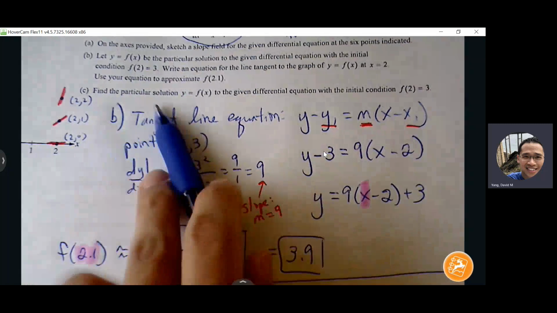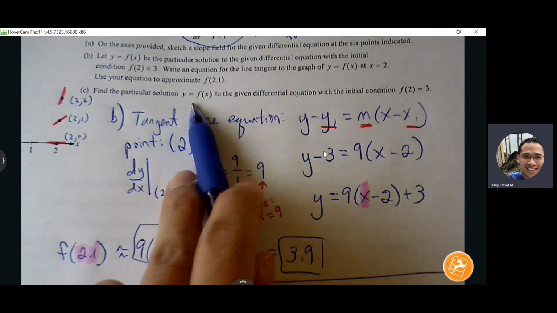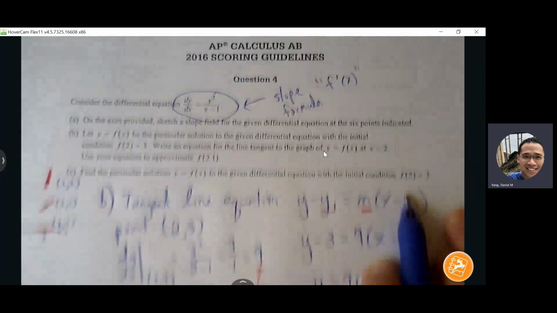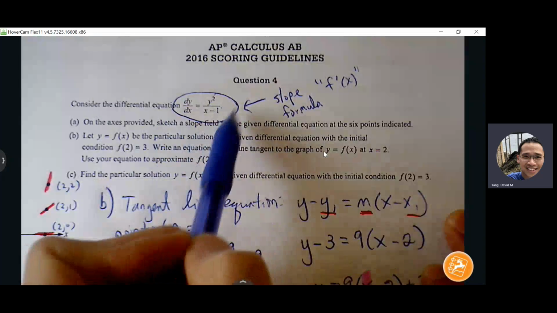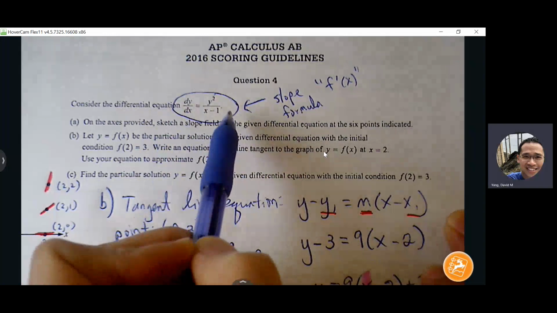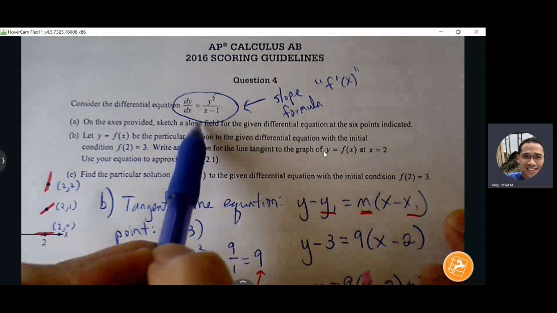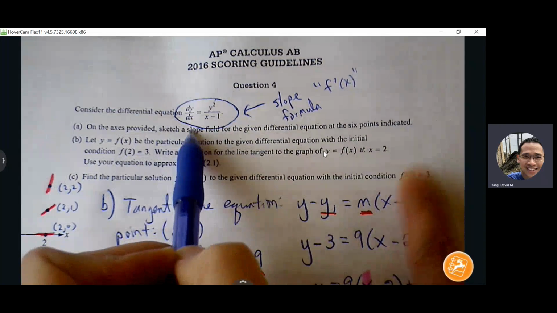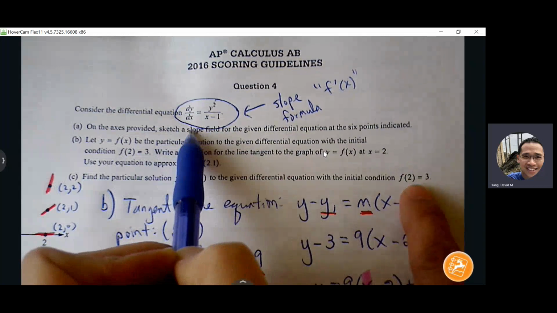Okay, so then part C, find the particular solution for y equals f of x to the given differential equation with the initial condition f of 2 equals 3. So we're going to go through the process that we've been doing, right? Cross multiply, separate the variables, take the antiderivative. The C shows up, and then you can decide when you want to solve for C, either beginning or the end, but ultimately we want to solve for y, get y by itself, and get the C replaced using the order pair.